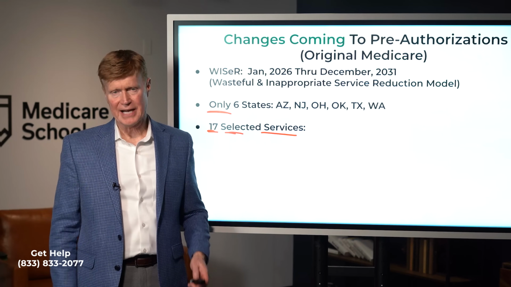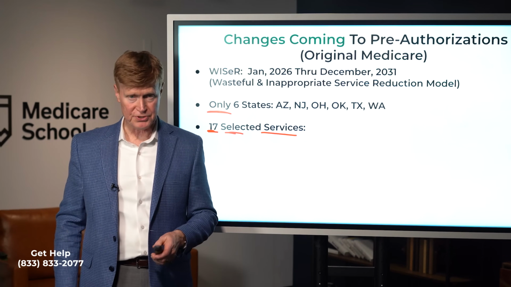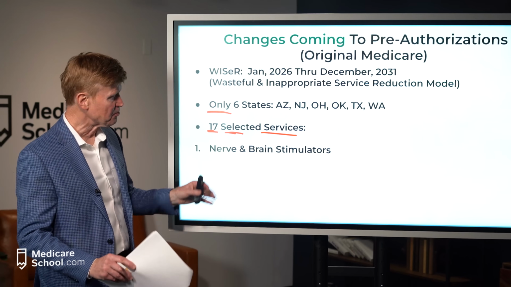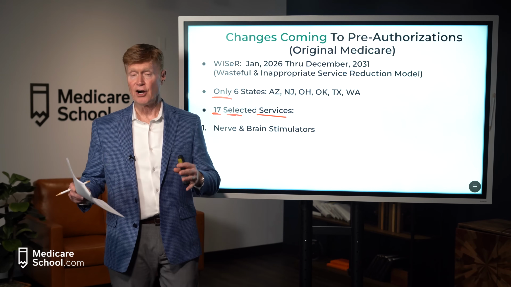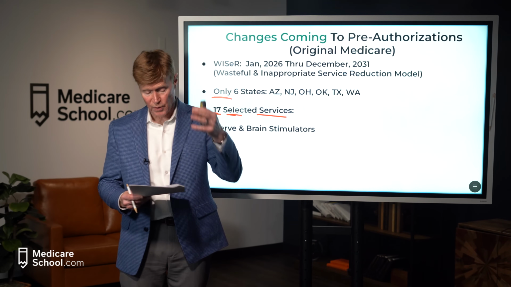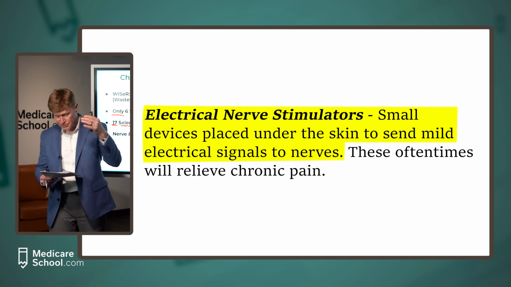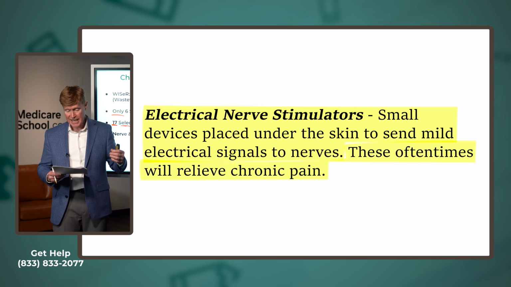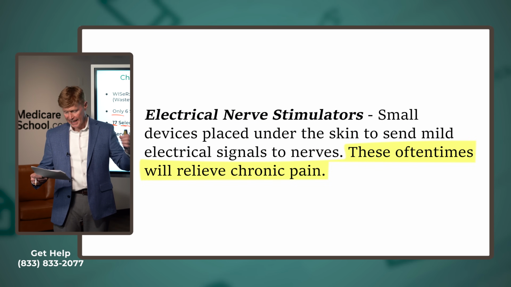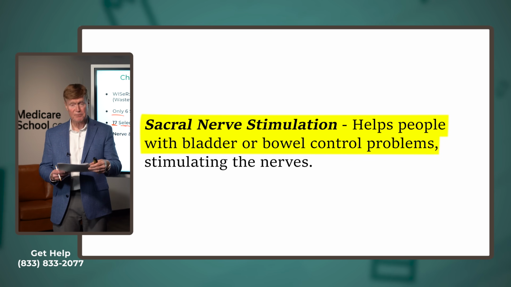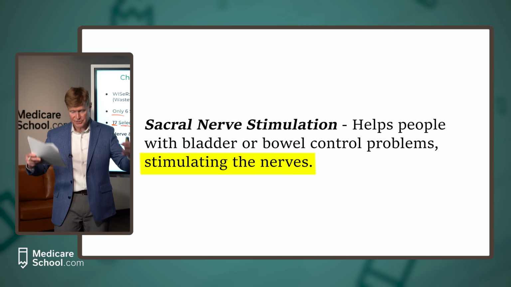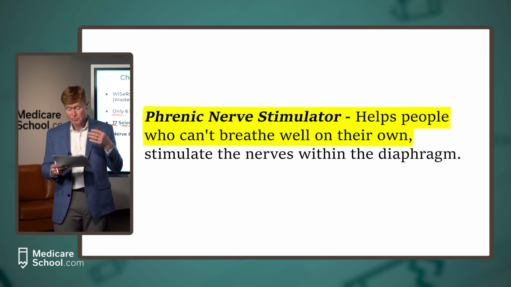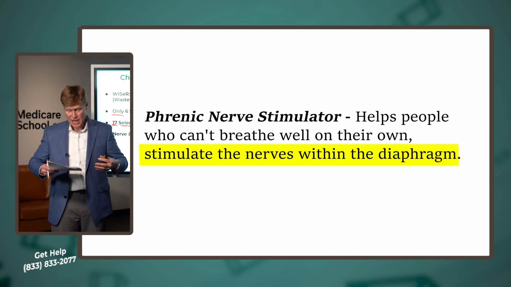These 17 services are actually broken down into 7 different subgroups. I'm going to go through them with you real quickly, just so you're aware of them. The first one has to do with nerve and brain stimulators. They are now going to be part of the pre-authorization process. Quickly, what does this mean? These are electrical nerve stimulators, small devices placed under the skin to send mild electrical signals to nerves. These oftentimes will relieve chronic pain. Sacral nerve stimulation helps people with bladder or bowel control problems. Again, stimulating the nerves. There's another one called phrenic nerve stimulator. This helps people who can't breathe well on their own by stimulating the nerves within the diaphragm.